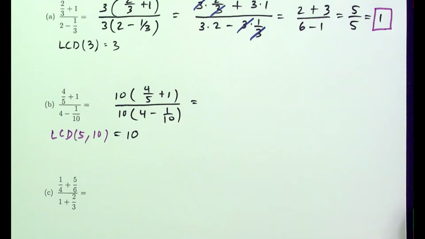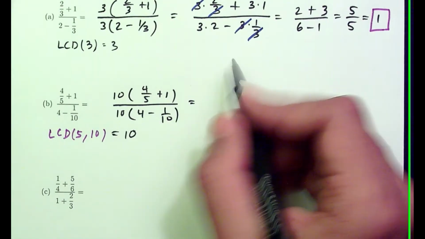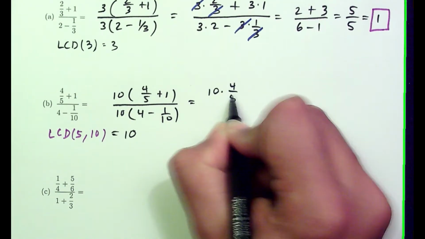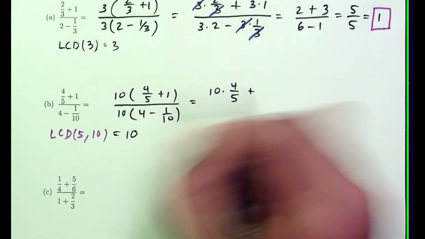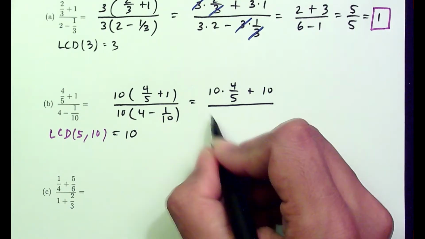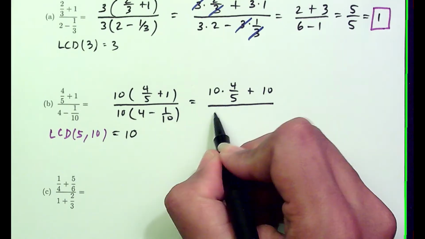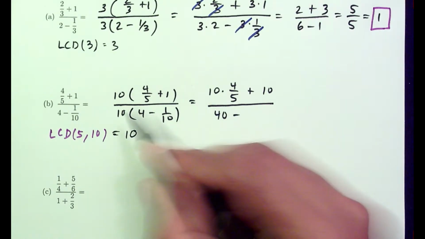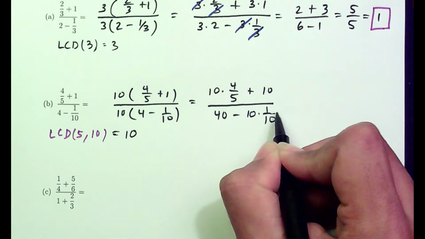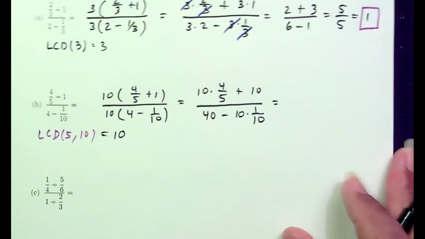Okay, now we're going to distribute. So we're going to have 10 times 4/5 plus 10 times 1 is 10. And on the bottom, when you distribute, you have 10 times 4, which is 40. And then 10 times 1/10.